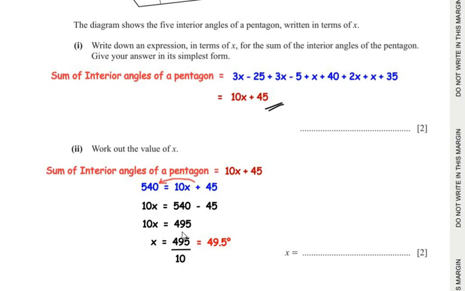Now taking 10 to the other side of the equal to sign, we get x equal to 495 over 10, which gives us 49.5 degrees. So this is the value of x over here.